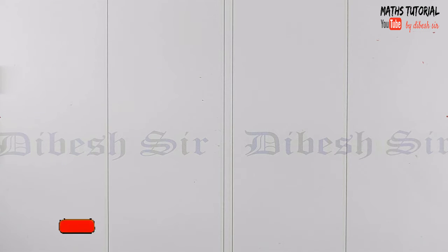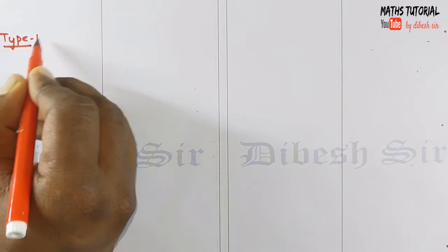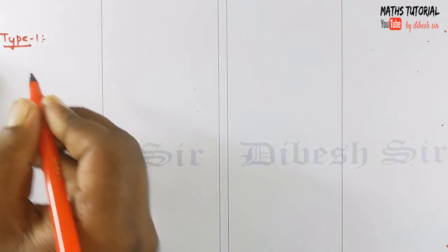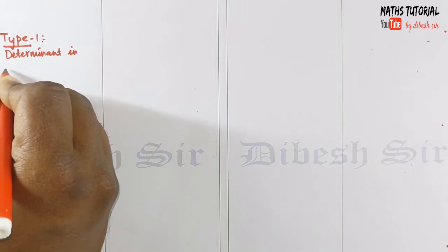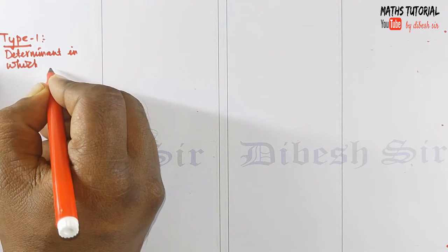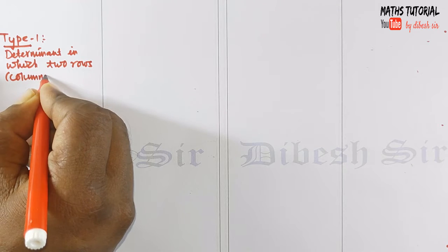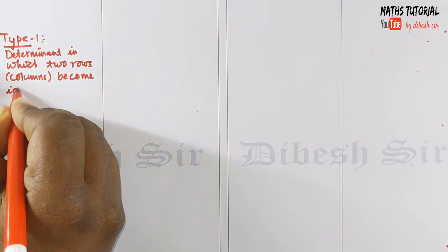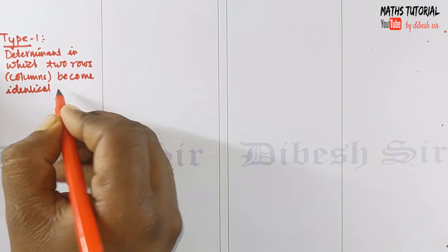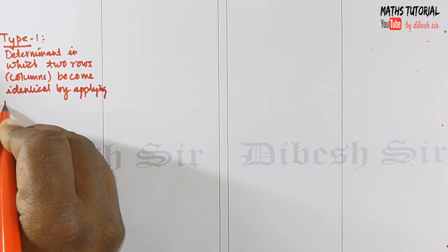So let's start today's topic. There are a lot of questions in determinant. To make it easier, we have categorized them into different types. So let's understand them in detail. Type 1: determinants in which two rows or columns become identical by applying properties of determinant.